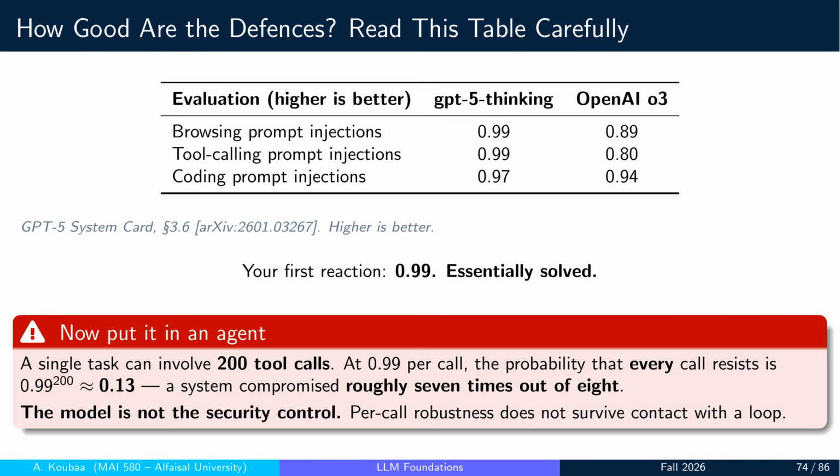Now be precise about what went wrong here, because it is not the benchmark. Nothing is wrong with the benchmark. The number is real and honestly measured. What is wrong is reading a per call number as a per task number. That is our error as readers. And it's the same error as reading a research result outside its scope, which we met with Kaplan and Chinchilla. Now the 2 conclusions at the bottom. The model is not the security control, and per call robustness does not survive contact with a loop.